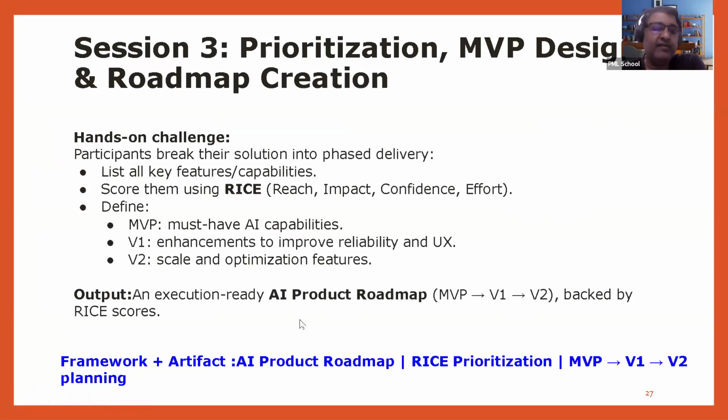What is the final output here that will come? A roadmap, right? Apart from the roadmap and RICE prioritization, what other output will you get? Think of whatever knowledge you have, don't worry. Anything. Don't you think one more output is left? That's why I've written framework plus artifact. Because this is your job. What is it? PRD.